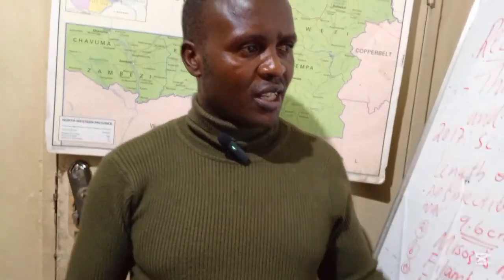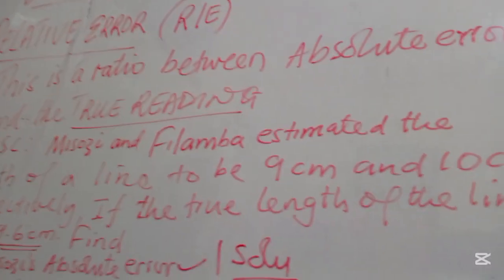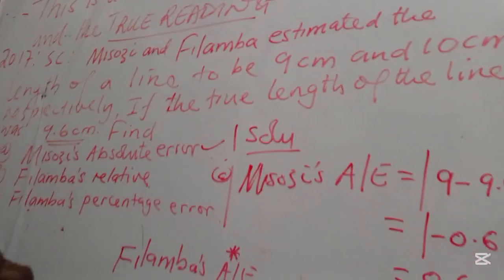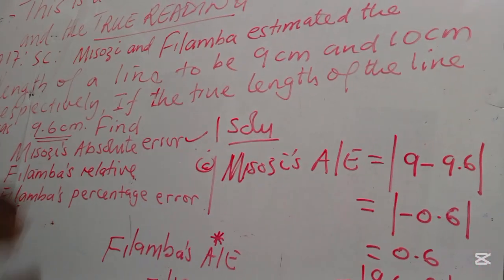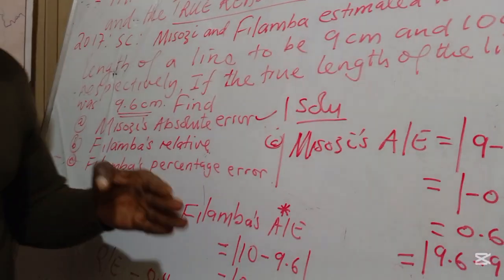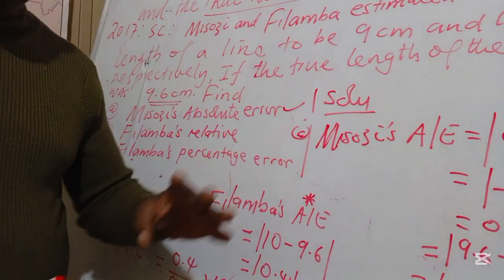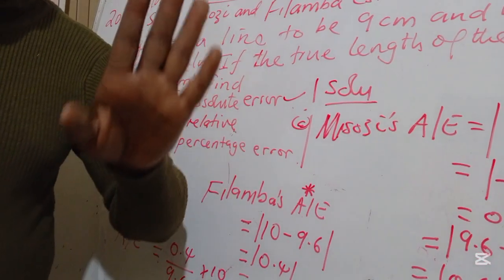So today, what are we looking at? We are looking at decimal numbers, how to find absolute error, tolerance, relative error. Now, ladies and gentlemen, we are going to do the last part, the percentage error.